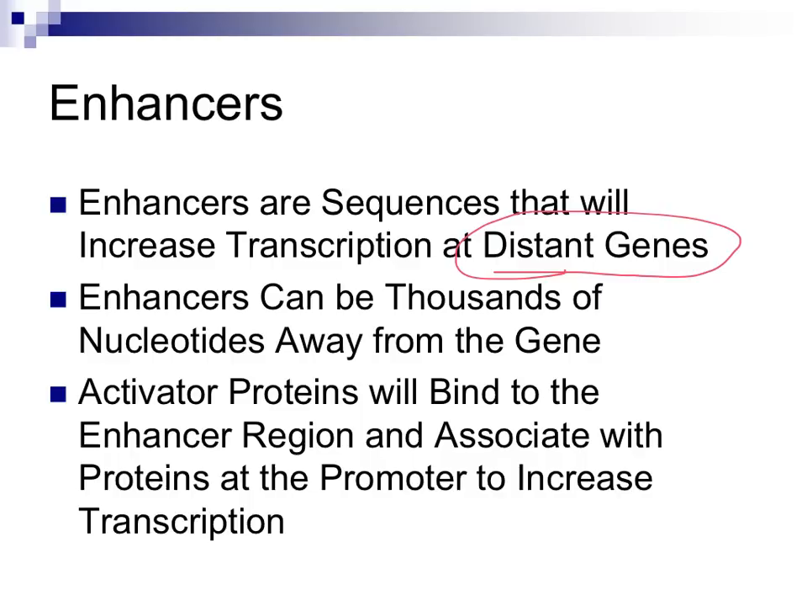Now you may be asking, well, how does that happen? But we'll go over that in a second. Okay. But the function is relatively similar. You will have proteins, for example, activator proteins will bind to the enhancer region. Then those activator proteins will associate with proteins at the promoter, and this means the core promoter, to increase transcription.